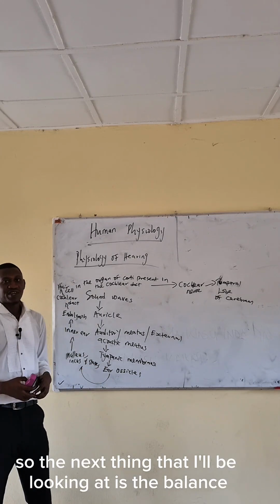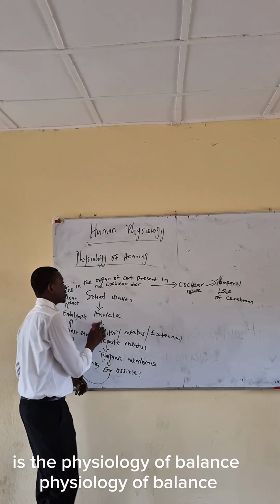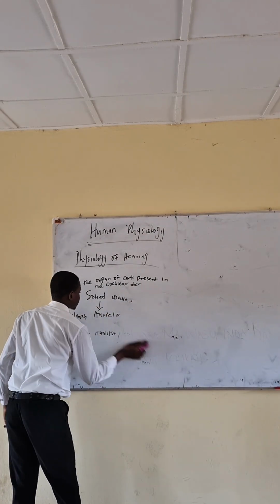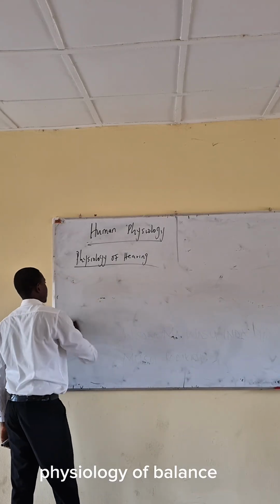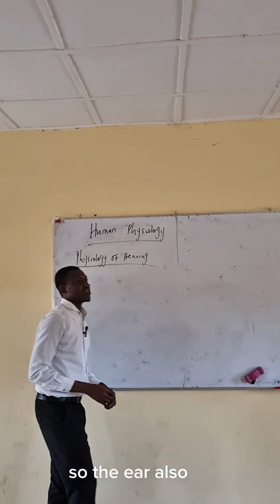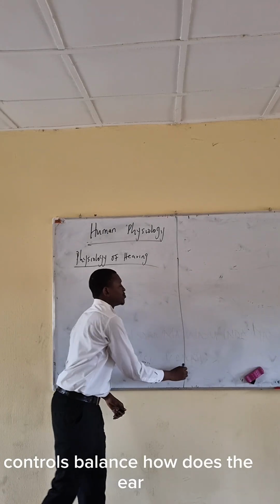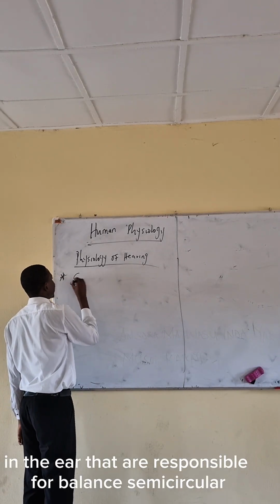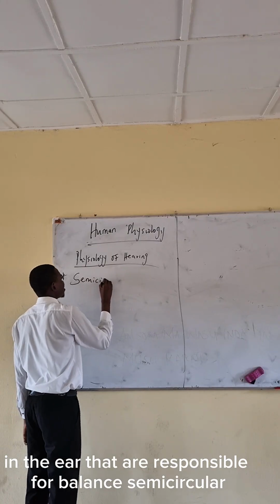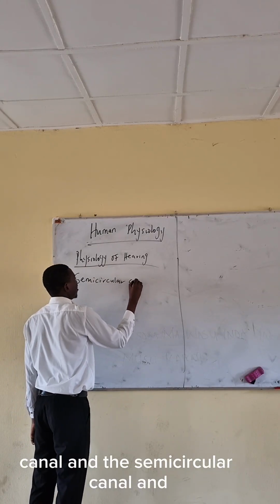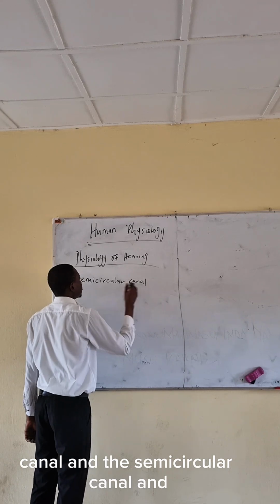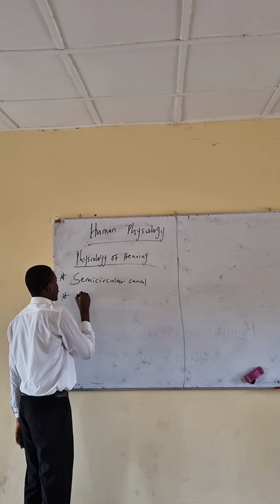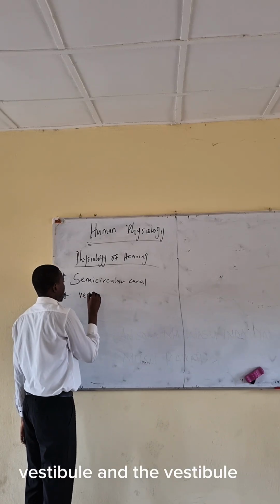The next thing that I'll be looking at is the physiology of balance. So the ear also controls balance. How does the ear control balance? We have two structures in the ear that are responsible for balance: the semicircular canal and the vestibule.